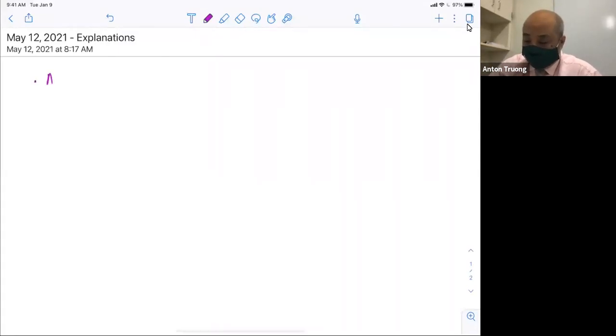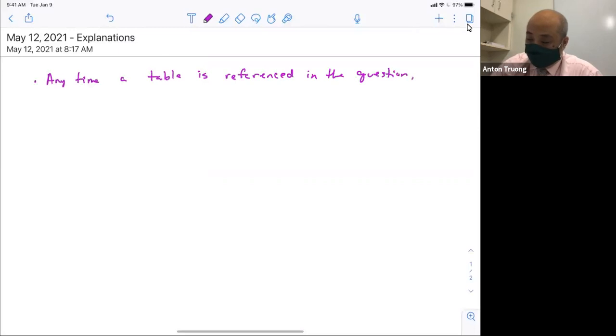Anytime a table is referenced in the question, you should use values from that table to support your answer.